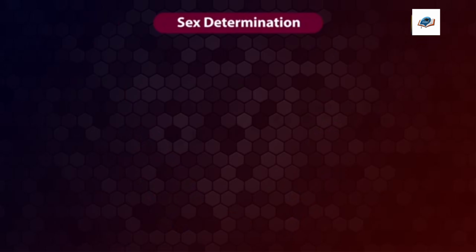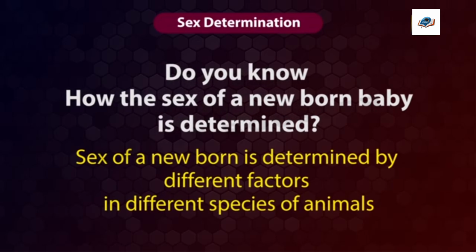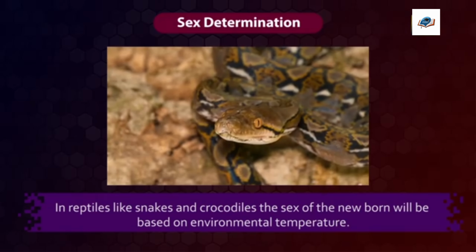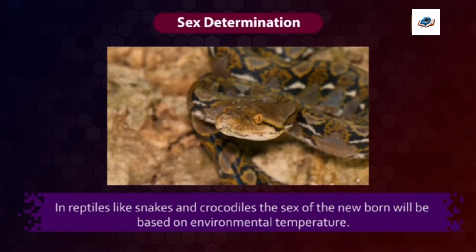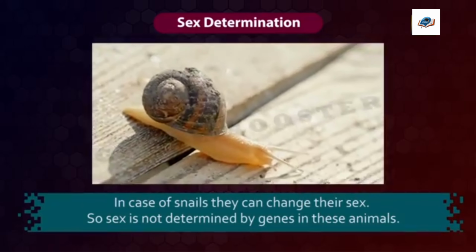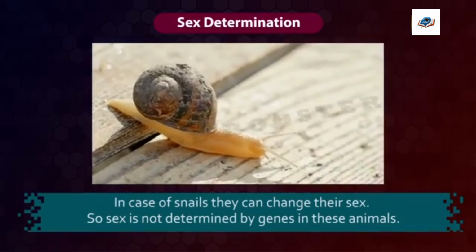Sex determination. Do you know how the sex of a newborn baby is determined? The sex of a newborn is determined by different factors in different species of animals. In reptiles like snakes and crocodiles, the sex of the newborn will be based on environmental temperature. In the case of snails, they can change their sex. So sex is not determined by genes in these animals.